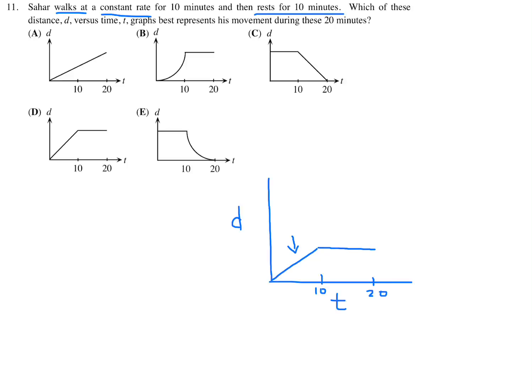So this is the time that he's walking, and this is the time that he is resting. And which one of these graphs looks like that? Well, 11 is D.